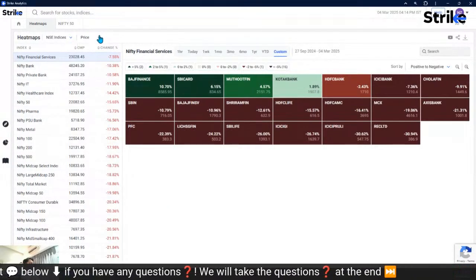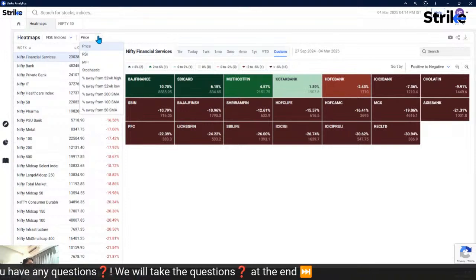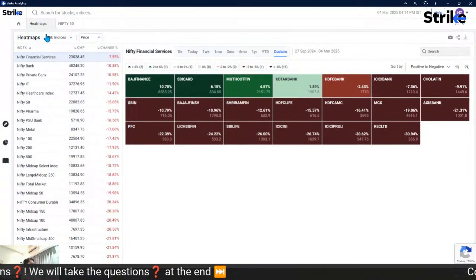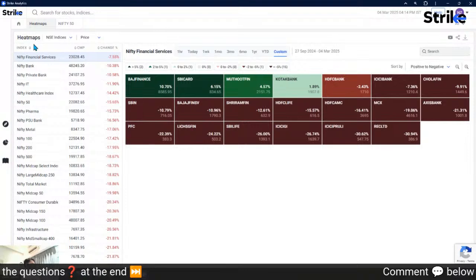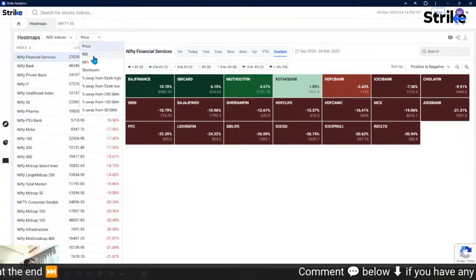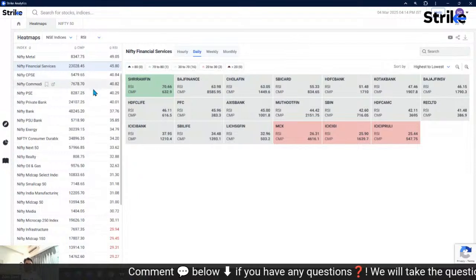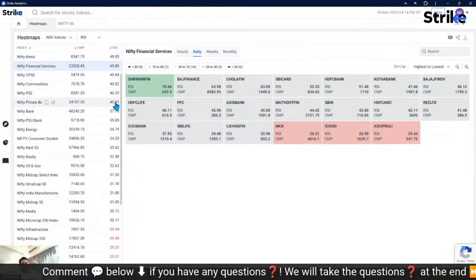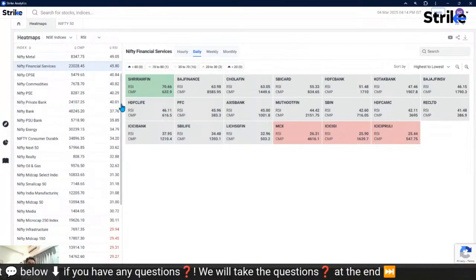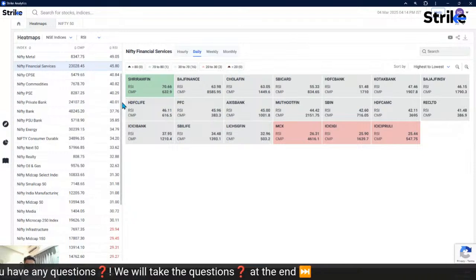So that was about prices. Now the next thing is, there is one more way. Let's take up RSI. Instead of price, we'll click on RSI. So we got RSI heat maps. Now this is something very unique that you will find on Strike platform.